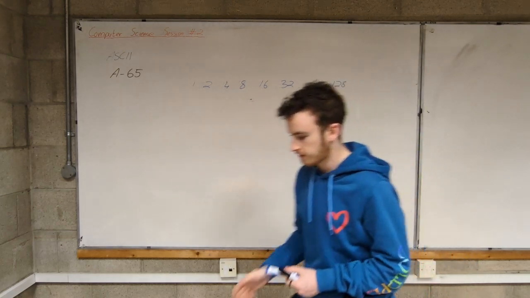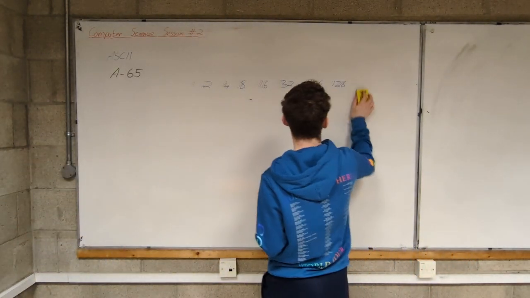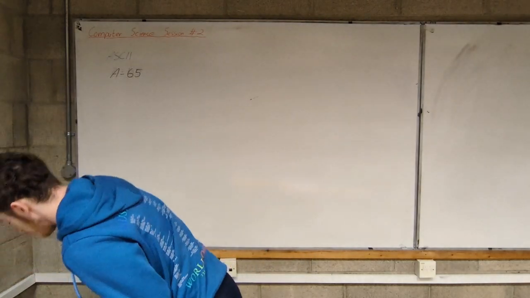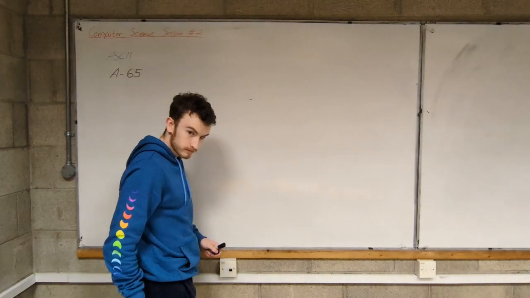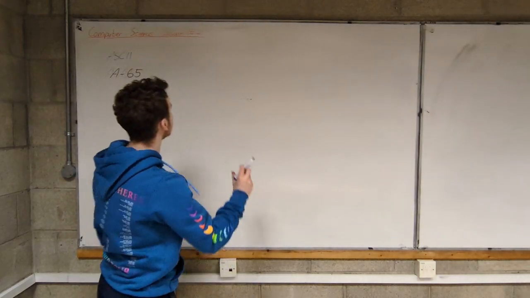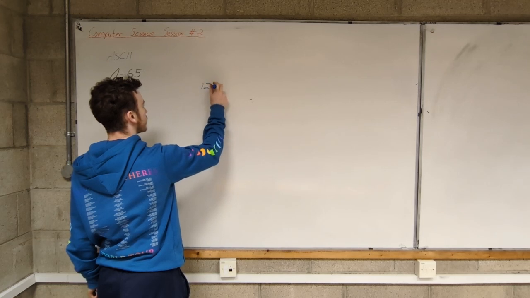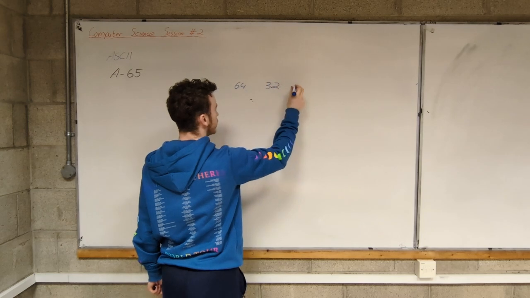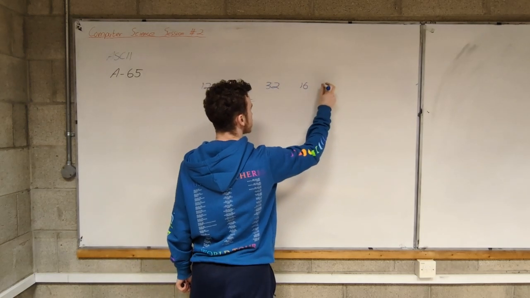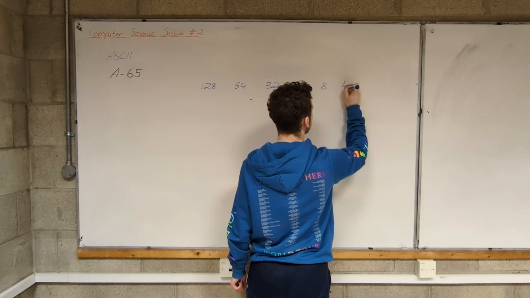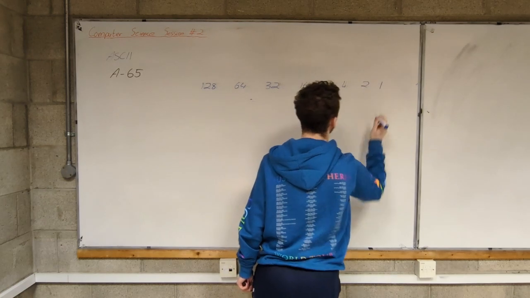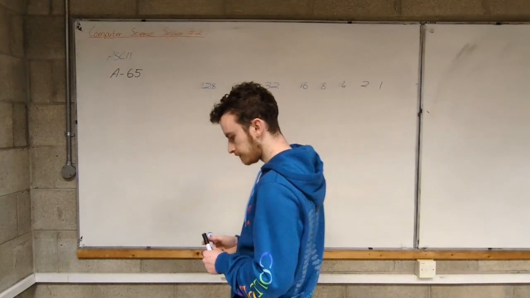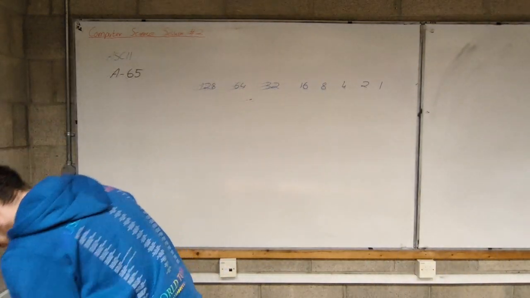Sorry, small mistake I made there. Do them from highest to lowest, because that'll make it a lot easier. So 128, 64, 32, 16, 8, 4, 2, and 1. Haven't left any there, have I? No.